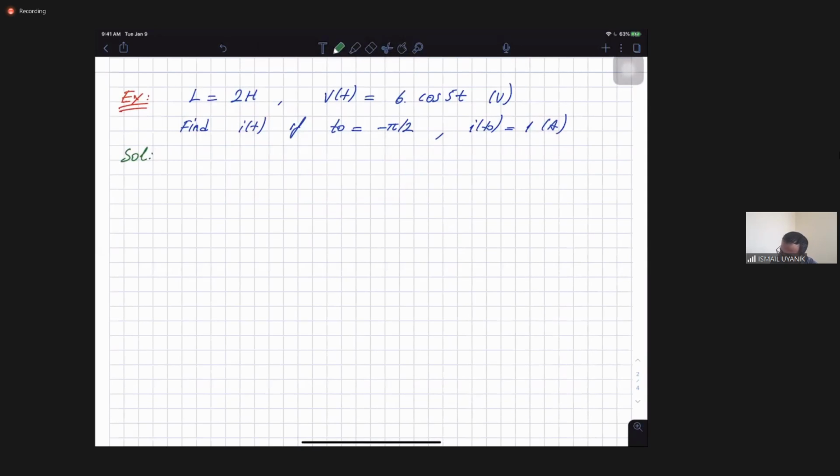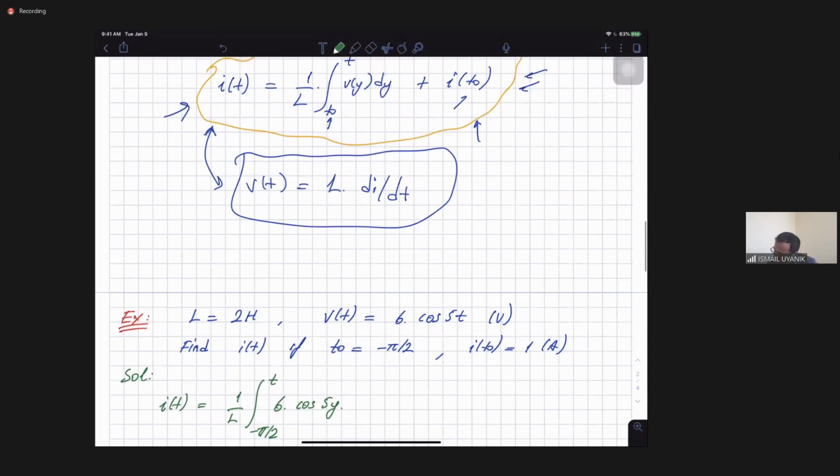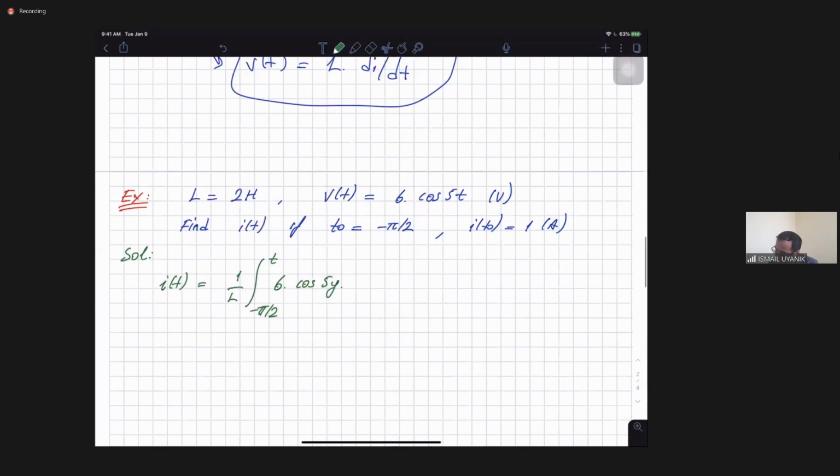So we know our current is going to be 1 over L times the integral from t0. Basically that t0 is minus pi over 2. I can just put it in here, right? And then that will go until t. And then here, v(y) is 6 times cosine 5y, so that I don't confuse it with t. And then we will be having v(y) dy. So I'm trying to remember the equation.